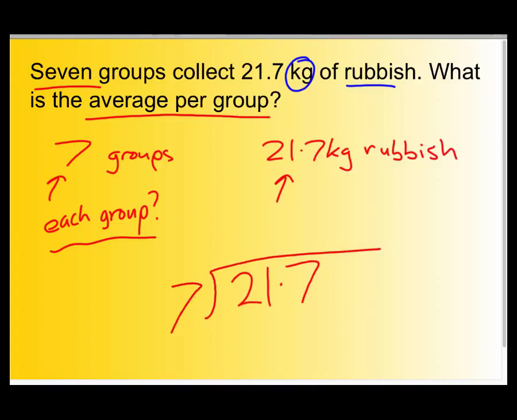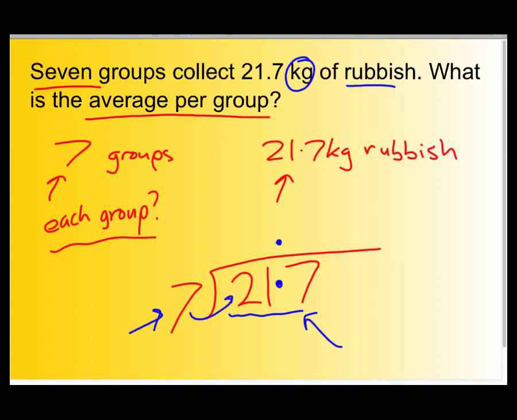Because if you do that, you'll get a result for rubbish collected for each group. Because remember, there's 7 groups, and 21.7 kilograms of rubbish. So if we divide 21.7 by 7, we'll find out how much each group collected. So let's do that. But before we do that, let's always mimic the decimal point. It's important to reflect the decimal point whenever we do it. So you put that down first. And now it's just your standard division sum.